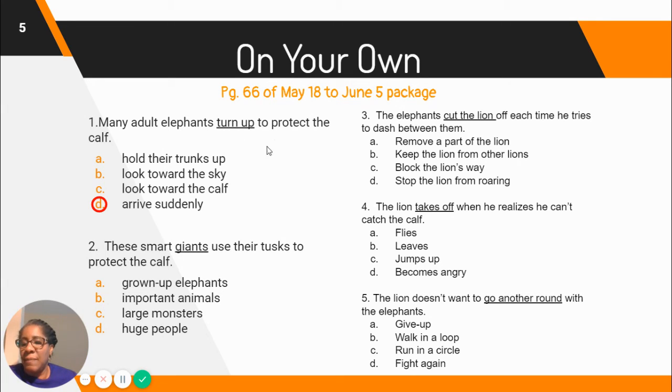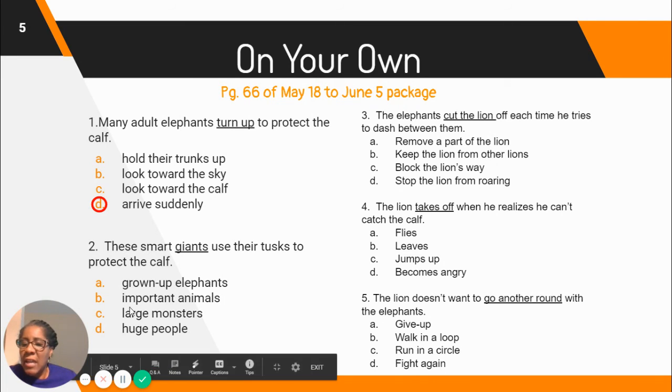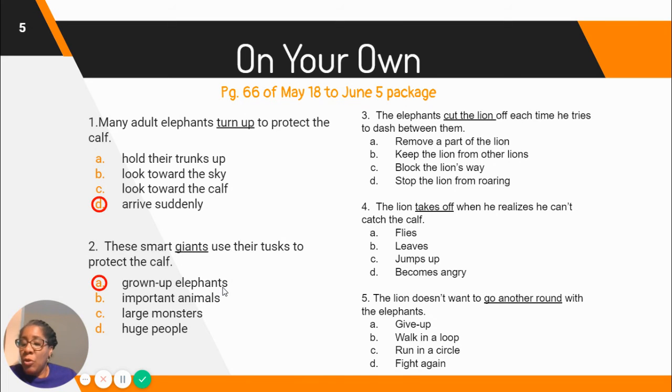They arrive suddenly. Okay, and the second one, these smart giants use their tusks to protect the calf. Do we truly have giants around? But what are they referring to here when they say the smart giants? Are they talking about grown-up elephants? Do they reflect giants? Are they talking about important animals? Are they talking about large monsters or huge people? So think of what would be realistic today, okay? So if you selected grown-up elephants, you are correct, okay?